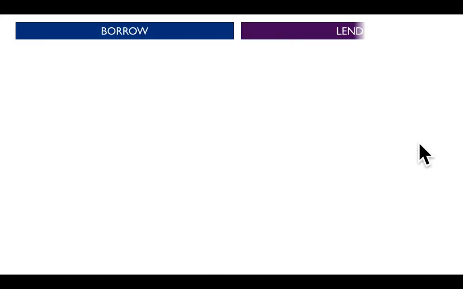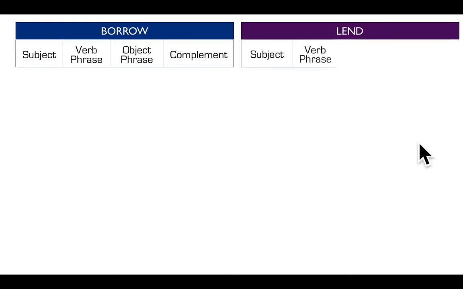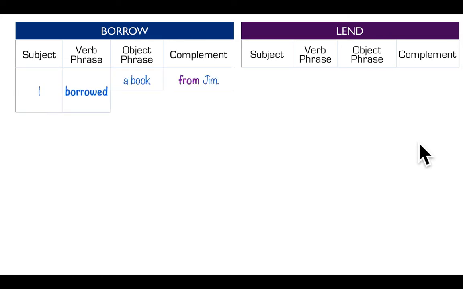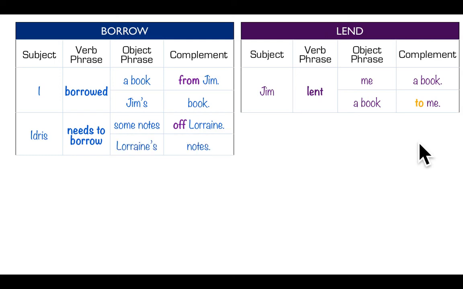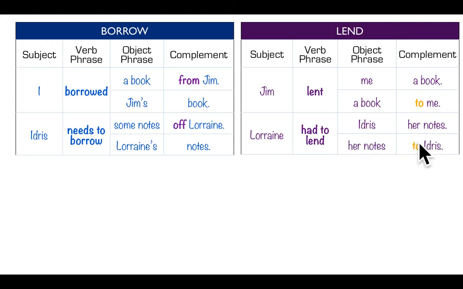Let's have a look now at sentences with borrow and lend that have the same meaning, and let's see how the patterns compare. I borrowed a book from Jim. I borrowed Jim's book. Jim lent me a book. Jim lent a book to me. Idris needs to borrow some notes off Lorraine. Idris needs to borrow Lorraine's notes. Lorraine had to lend Idris her notes. Lorraine had to lend her notes to Idris.